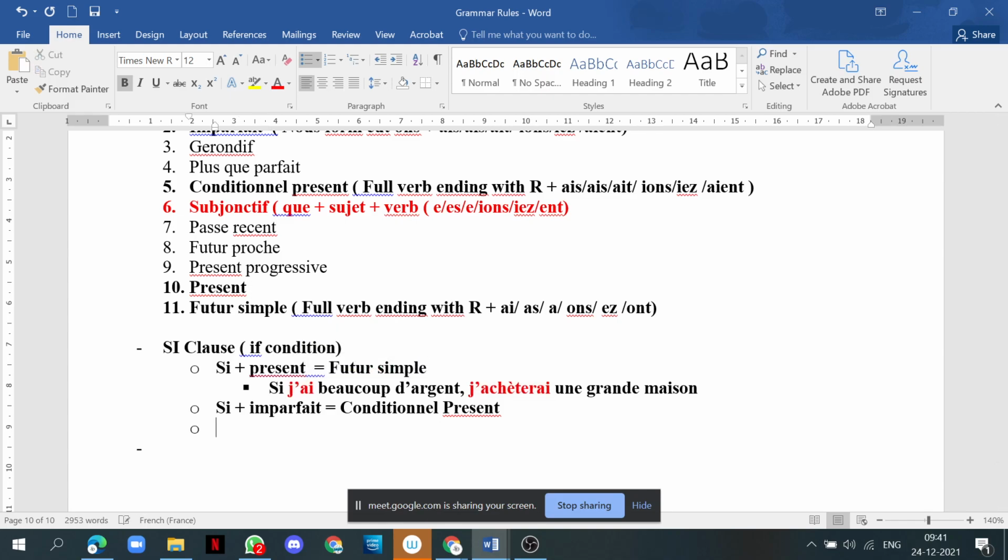But if I'm going to have the same thing in the other clause, if I was having a lot of money in the past, si j'avais beaucoup d'argent, I would buy. So j'achèterais. You write the same thing, but the ending will be AIS. J'achèterais une grande maison. Look at the difference. Very minute difference.